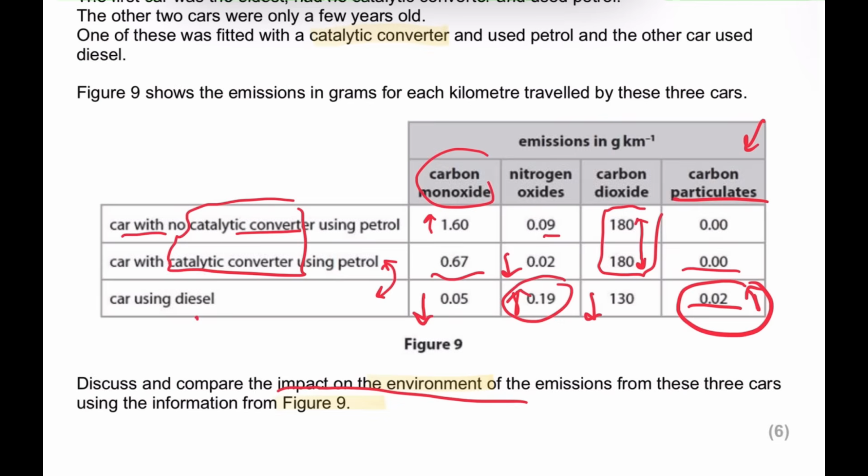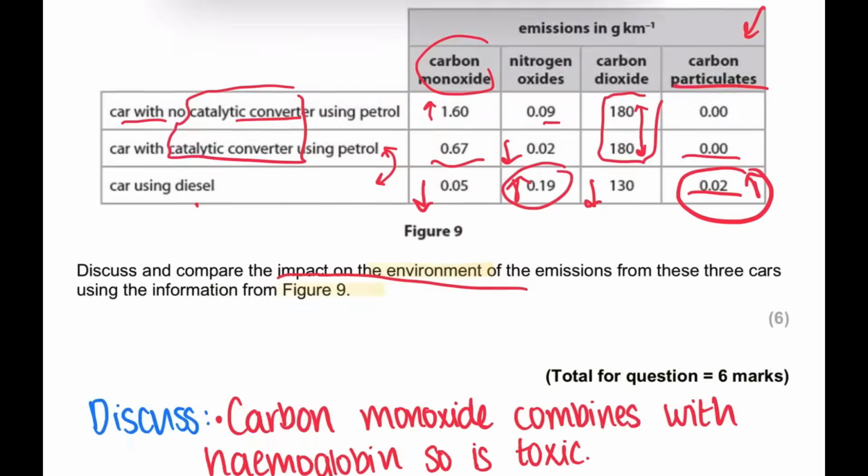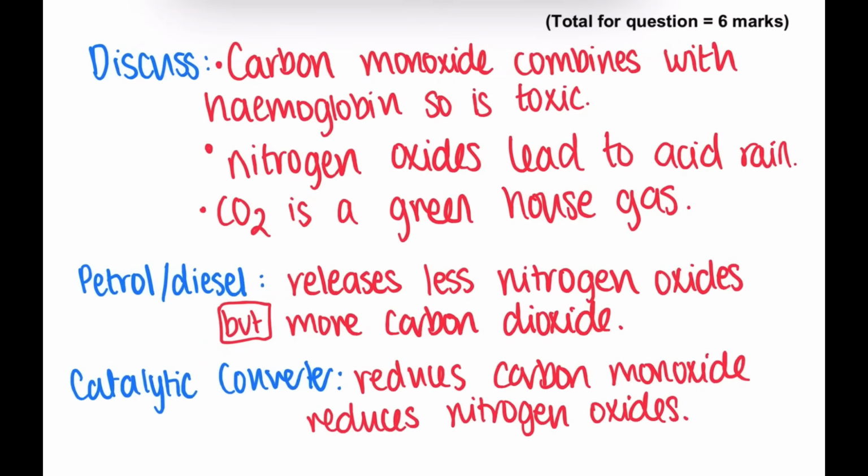So we can say that catalytic converter is a good thing. Now, our overall comparison is that petrol car improved with catalytic converter as two pollutants is reduced. Diesel is also better than petrol for carbon oxide, but diesel is worse for particulates and nitrogen oxide. And this is just an overall of what things you can write.